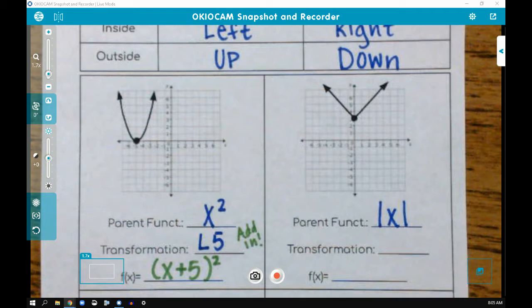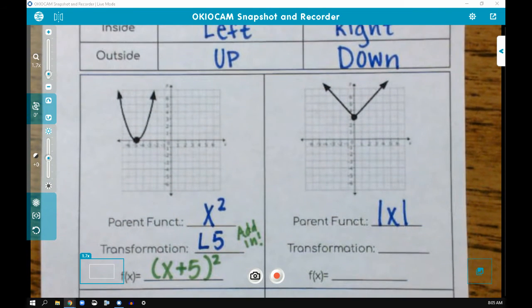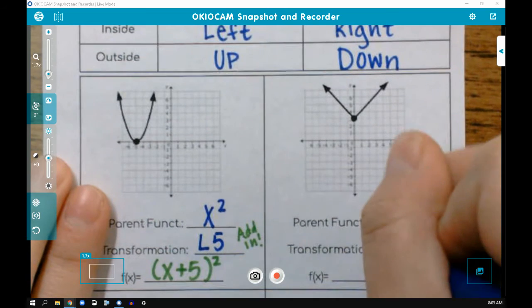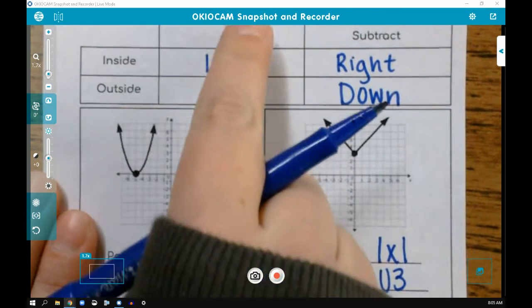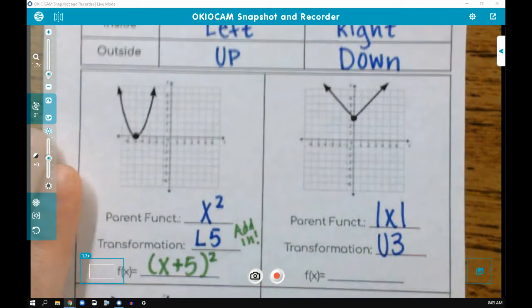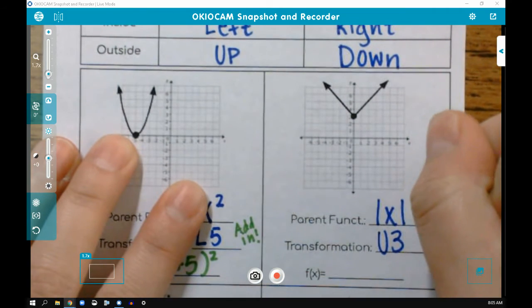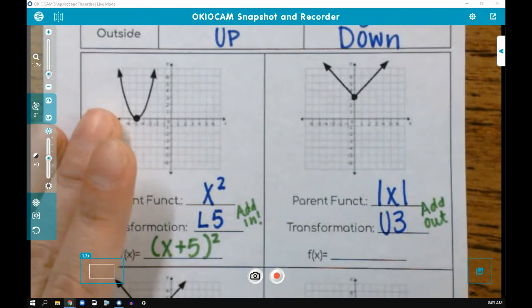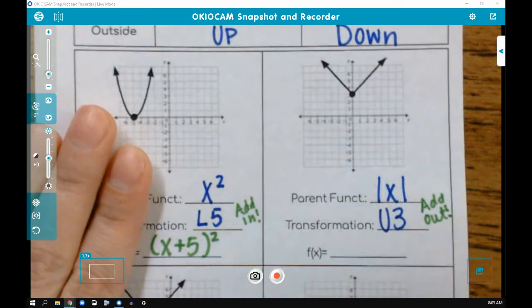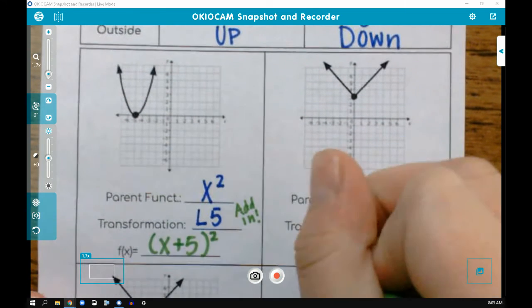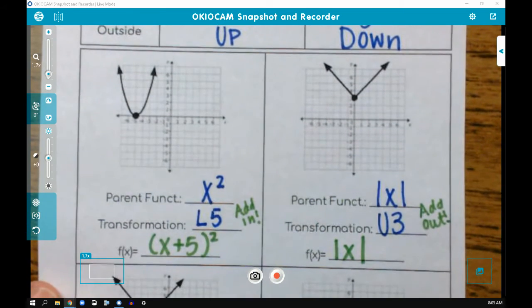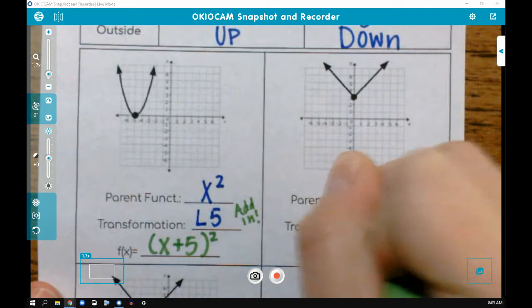So the next one, we already decided it's an absolute value function. Did it go up, down, left, or right? Up. It went straight up. How many? 3. So we can write down U3. So up 3. And to go up, you have to add outside. So if you need to put a note to yourself that says add out, you can. And then to write our function, we already have the f of x equals. We're going to put our absolute value of x, and then we need to add 3 outside. So that means we need to do absolute value of x, close our absolute value signs, and then put the plus 3.